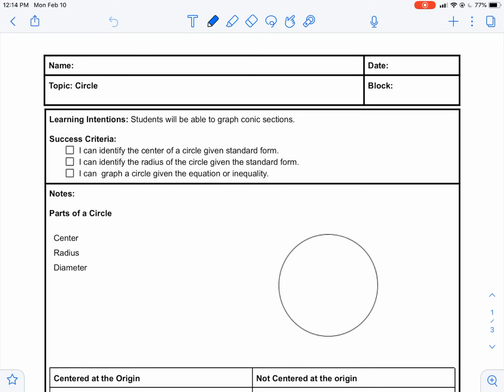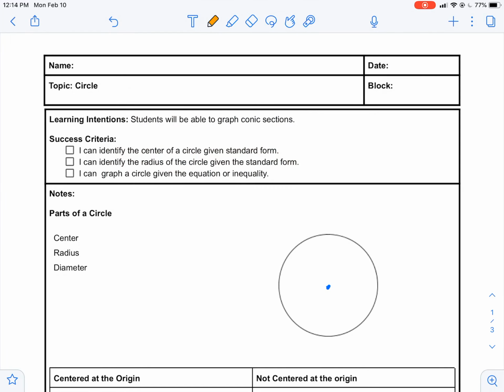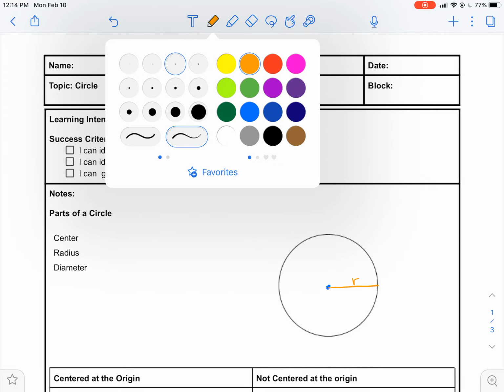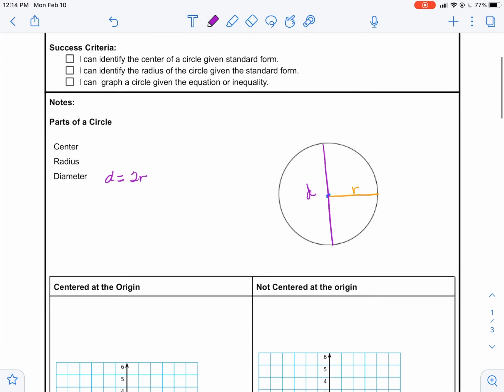We're going to begin our discussion on circles, parts of the circle, and how to graph circles. Remember that the center of the circle is just as it sounds, it is in the center. You have your radius, which is half of your circle, and your diameter is all the way across your circle. We know that the diameter is 2 times your radius. That's just some vocabulary words to review.